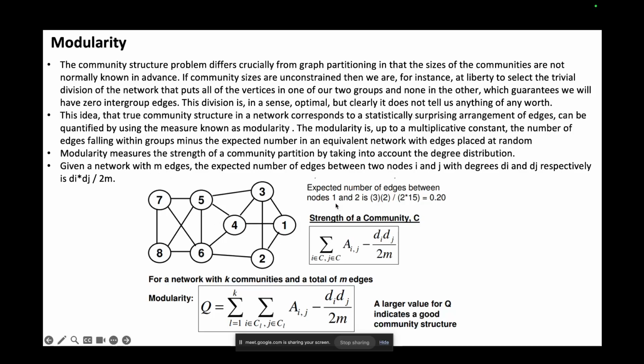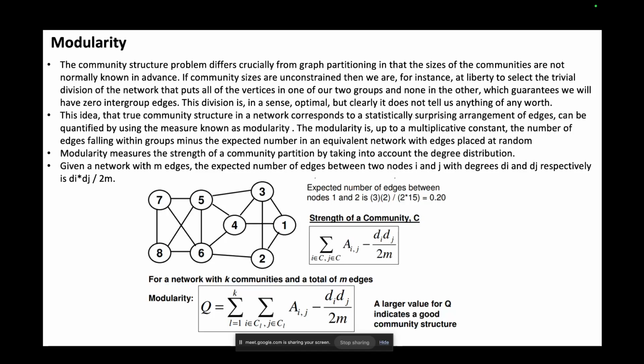Between 1 and 2, you have to find the degrees of 1 and 2. What is the degree of 1? The degree of 1 is 3 and the degree of 2 is 2, considering you have already considered this connection between 1 and 2. So the expected number of edges will be 3 into 2 divided by 2 into 15, which is 0.2. Right? This is how you calculate the modularity. You sum that up over all sets of nodes, and you calculate the modularity of the total partition of the total network community.